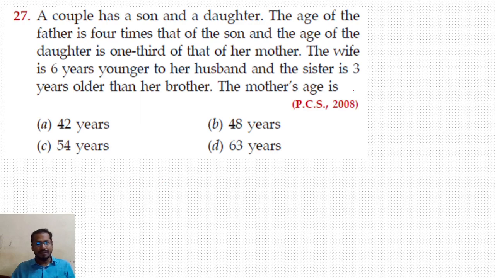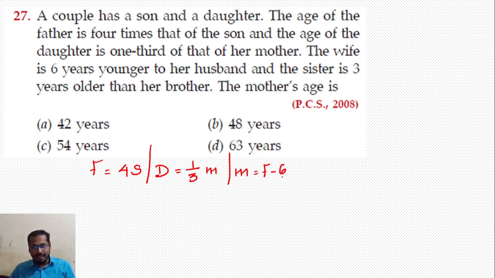From this, I understand one thing. Look at this: father is equal to 4 times the son's age, that is the father's age. Correct? And then daughter is equal to 1/3 of mother's age. This is the second thing. Next, mother is equal to father's age minus 6. Correct? And son is equal to daughter's age minus 3. So this is the data they have given in the word problem.